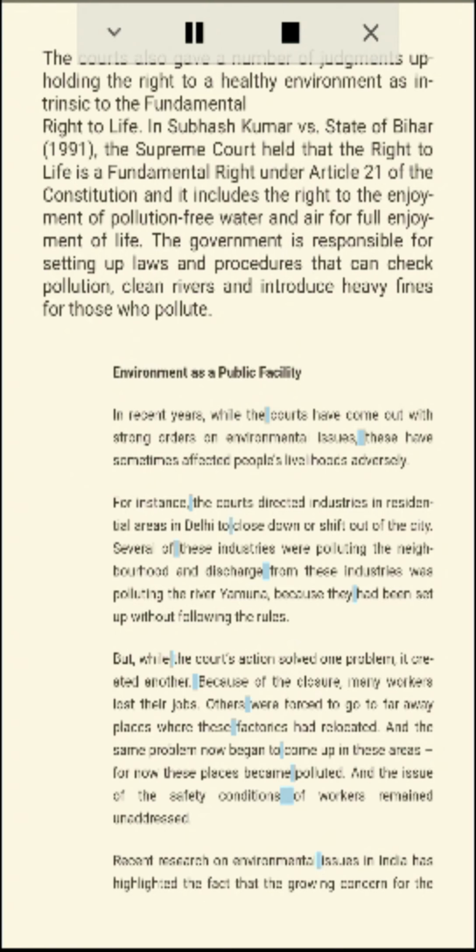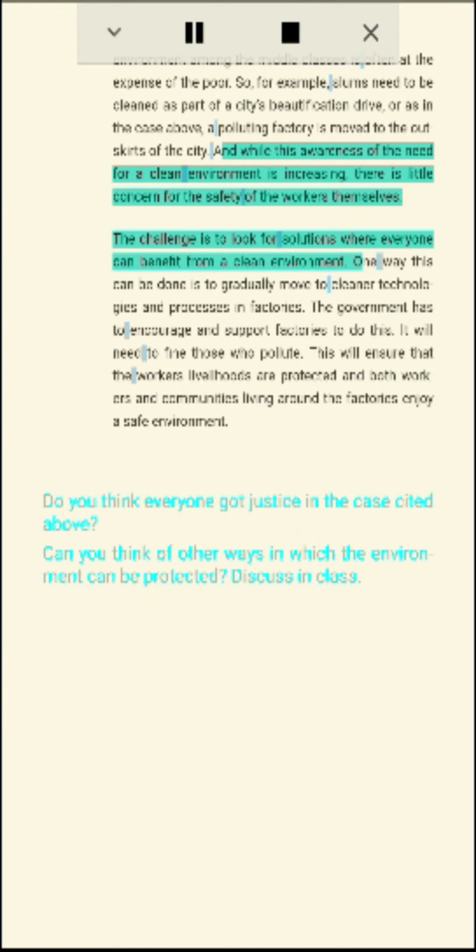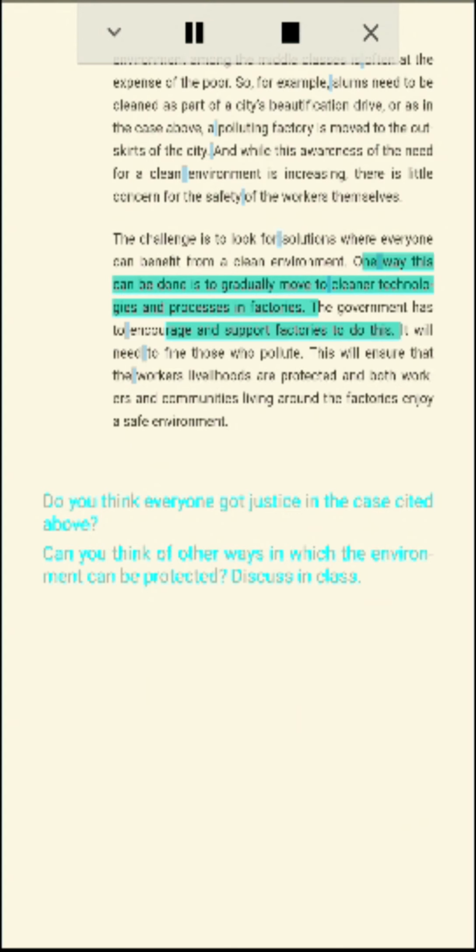Recent research on environmental issues in India has highlighted the fact that the growing concern for the environment among the middle classes is often at the expense of the poor. So, for example, slums need to be cleaned as part of a city's beautification drive, or as in the case above, a polluting factory is moved to the outskirts of the city. And while this awareness of the need for a clean environment is increasing, there is little concern for the safety of the workers themselves. The challenge is to look for solutions where everyone can benefit from a clean environment.